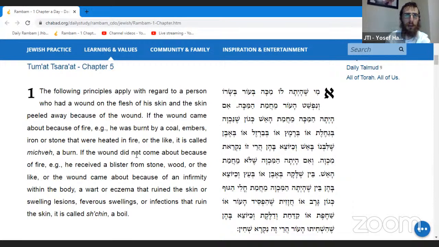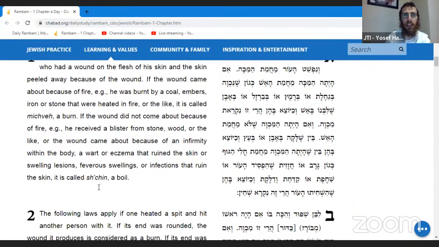If the wound did not come about because of fire, for example, he received a blister from stone, wood, or the like, or the wound came about because of an infirmity within the body, a wart or eczema that ruined the skin, or swelling lesions, feverish swellings or infections that ruined the skin, it is called a shchin, a boil.